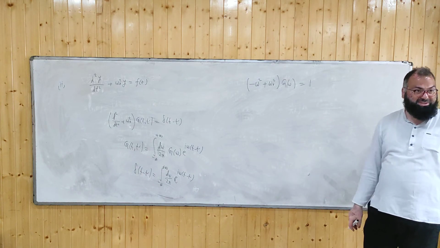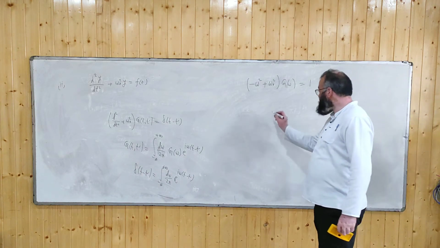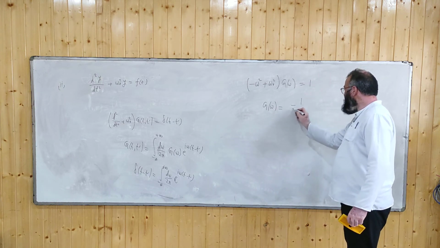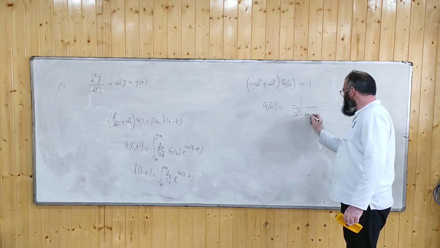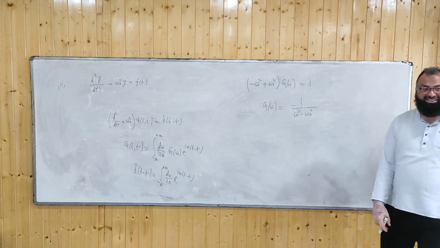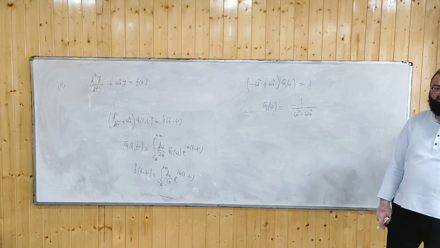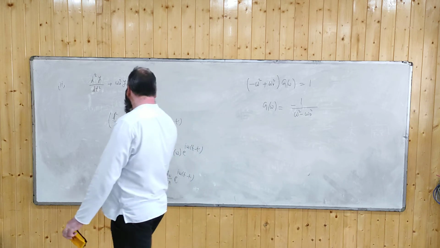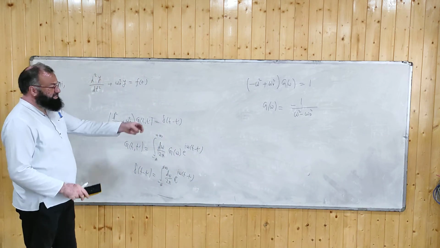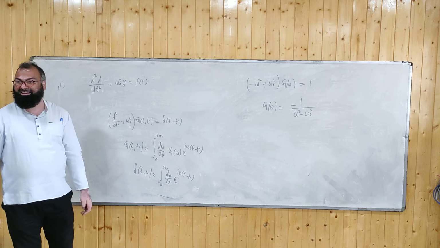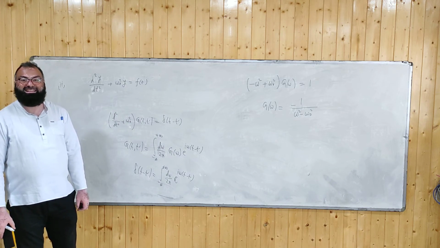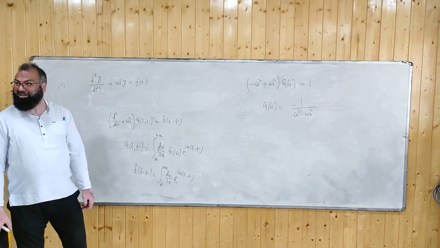I have skipped those steps, so you do them yourselves. What is your g of omega? I'll put it as minus 1 divided by omega square minus omega naught square. Clear? Got it? I skipped all those steps. So now this is actually the Green's function, where? In omega space.